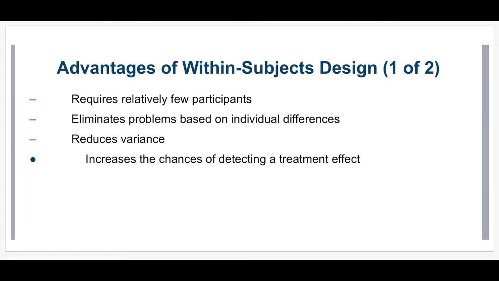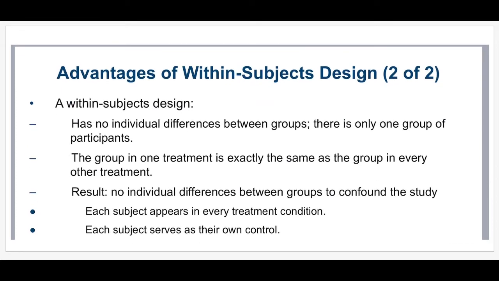It also eliminates problems based on individual differences. Again, that is one of the main problems with between subjects design. You don't have those because it literally is the same people in both groups. And so there are no individual differences. And then it also reduces the variance. Remember, we talked about how there is less varying of the scores within each group, because it's the same people, which increases the chances of detecting the treatment effect. It increases the chance that you're going to be able to see the actual difference between the means and the effect of your independent variable, if there is one.